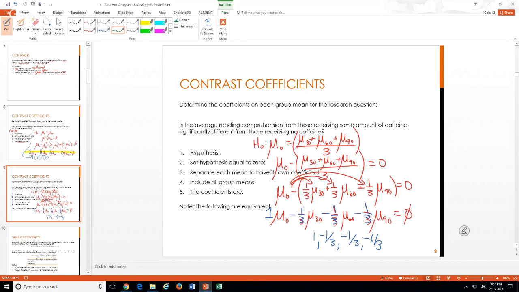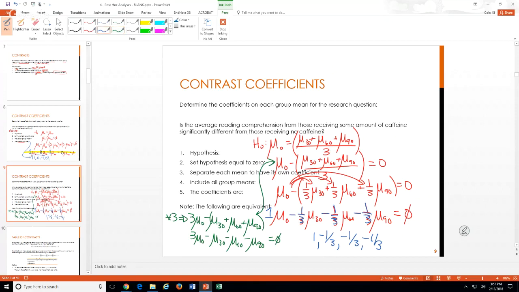Maybe in the step right here. Let me take this one over here. How could I have gotten rid of that fraction there? Multiply through by 3. That would have given us 3 mu 0 minus (mu 30 plus mu 60 plus mu 90). And then distribute that negative sign: 3 mu 0 minus mu 30 minus mu 60 minus mu 90 equals 0.